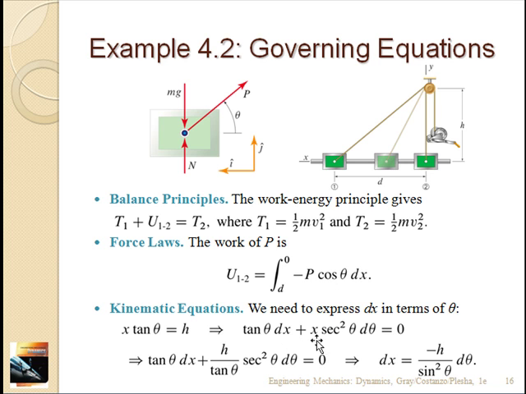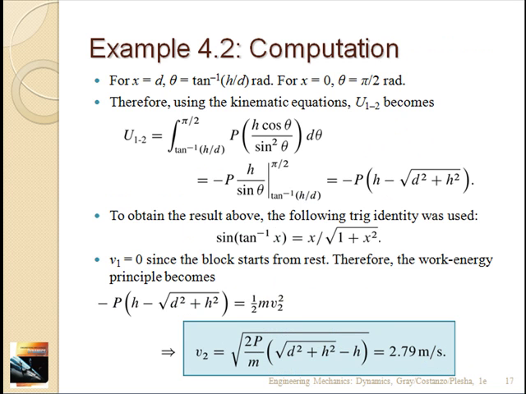And so tangent theta dx plus x secant squared theta d theta equals 0. It's just differentiating this. So tangent theta dx plus h over tan theta times secant squared theta d theta is 0, or dx is minus h over sine squared theta d theta. So notice we have dx here. We want to integrate. We either have to get rid of the cosine theta and make it a function of x, or we replace dx with d theta and integrate over theta. If we do the latter, the work done is the integral from arctangent of h over d to pi over 2 of P times h cosine theta over sine squared theta d theta.